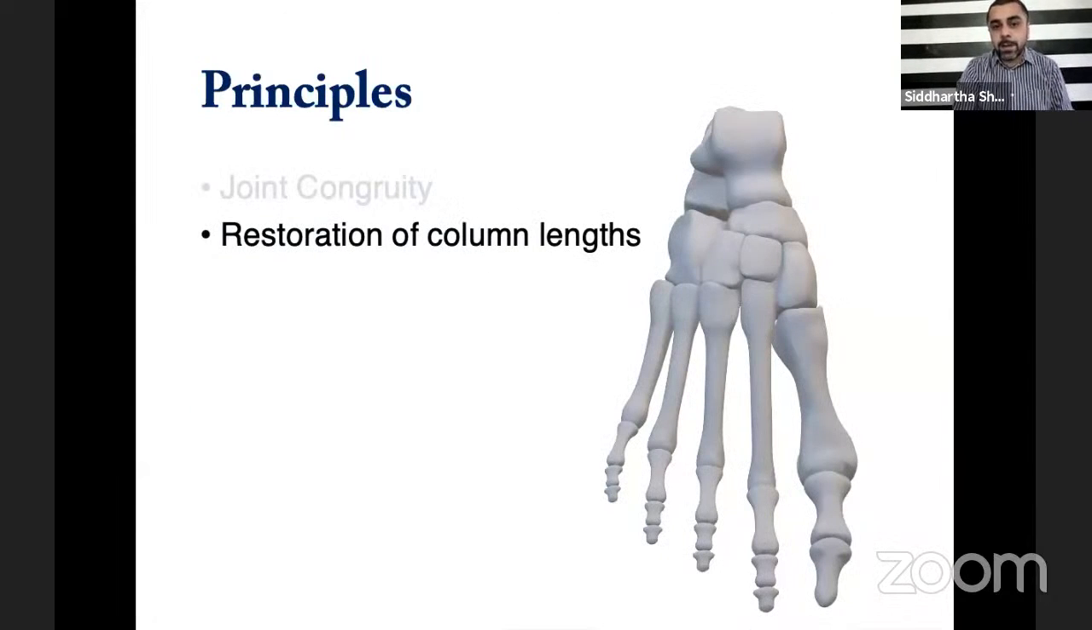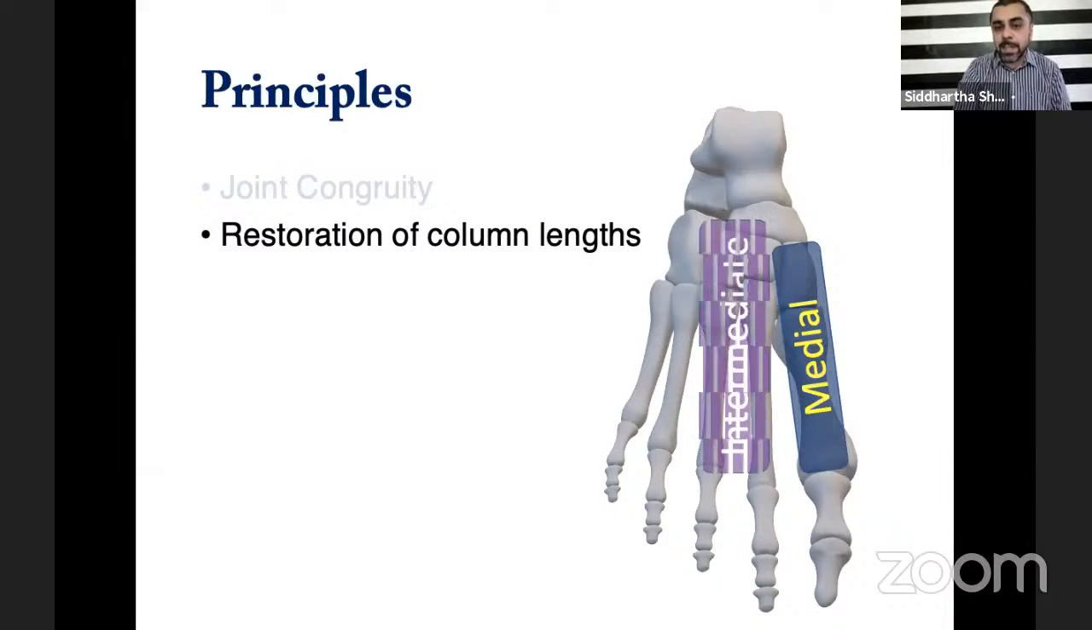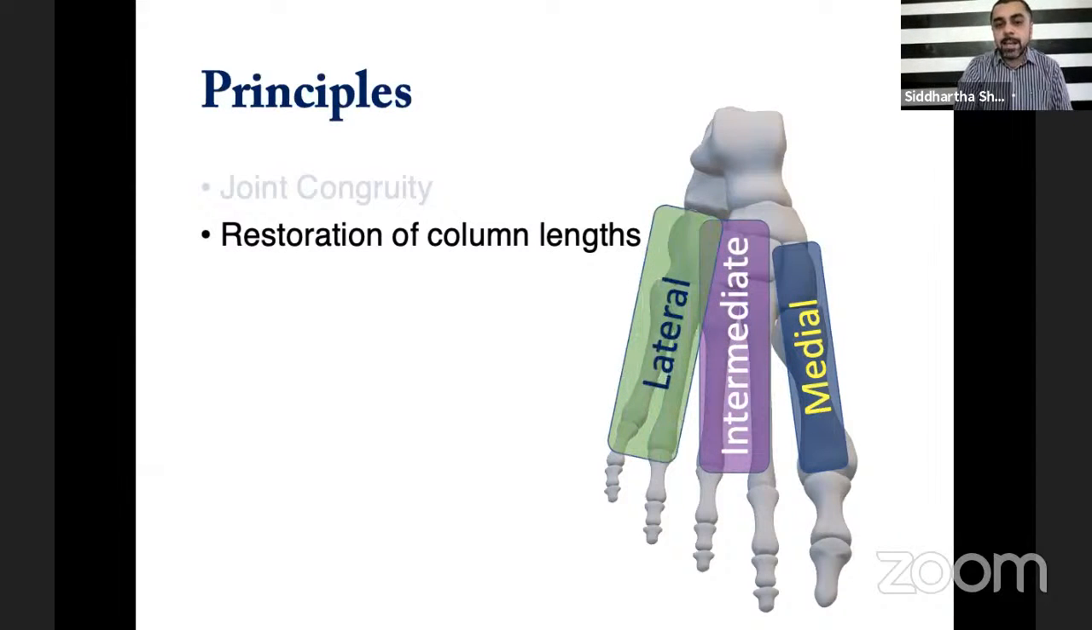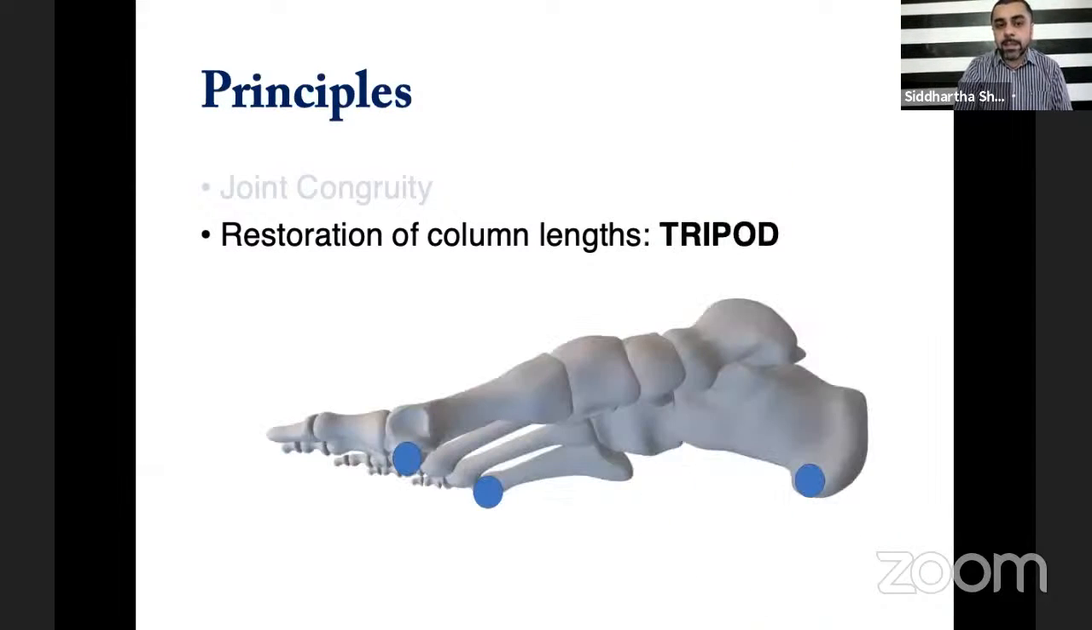Now I talked of the column lengths. Some of you may know this, but let's revise this nonetheless. The medial column is formed by the first ray. The intermediate column is formed by the second and third rays, and the lateral column by the fourth and fifth rays. When we talk of the foot, we talk of the foot tripod, which is the weight-bearing areas of the foot. On the medial side, this is the medial two sesamoid bones.